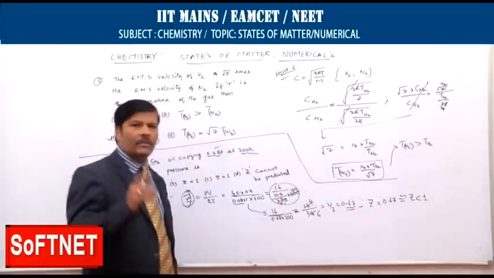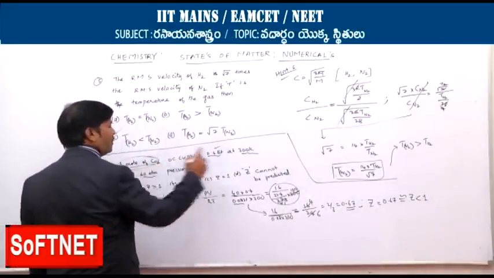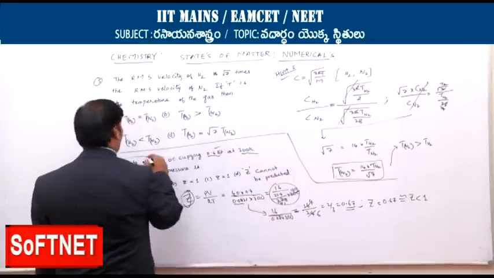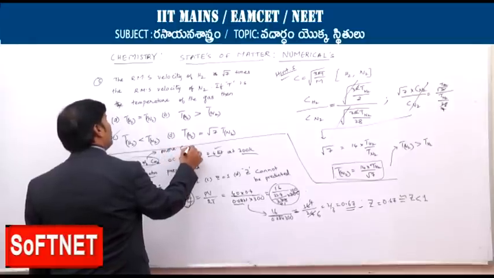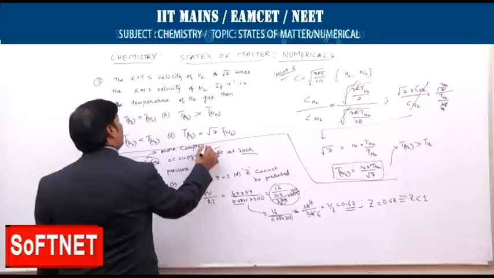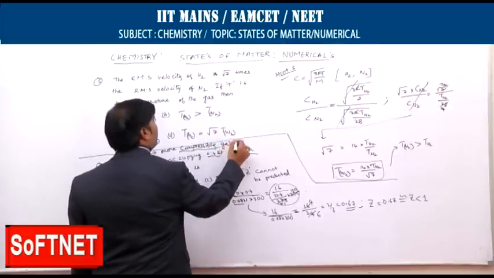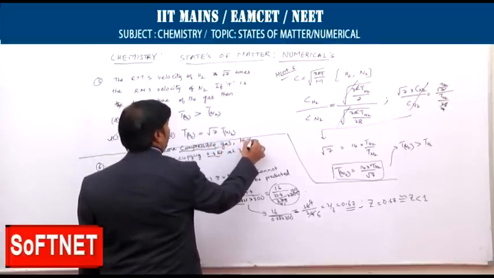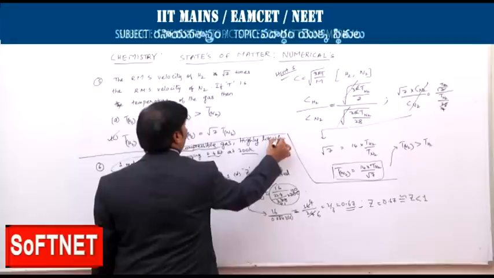Less than 1 means the gases are more compressible. That means carbon dioxide gas, because the compressibility factor is less than 1, carbon dioxide is a more compressible gas, and also it is a highly liquefiable gas.